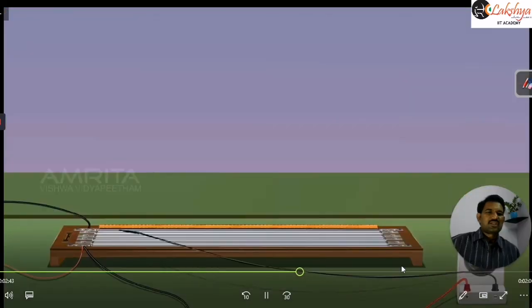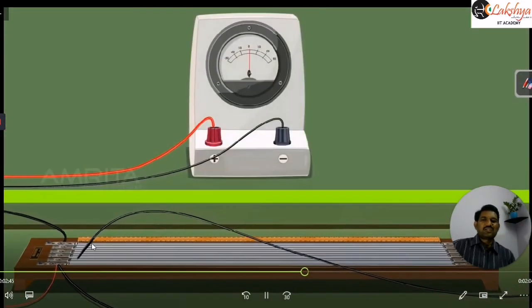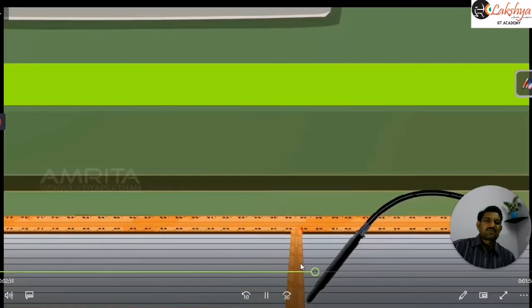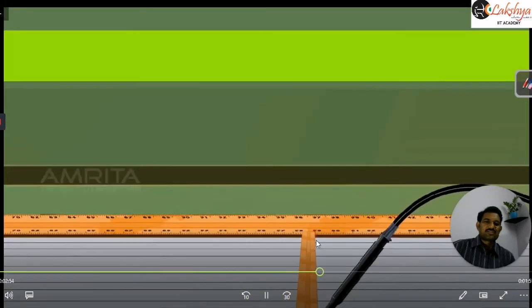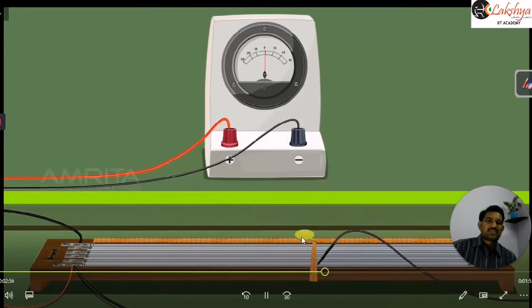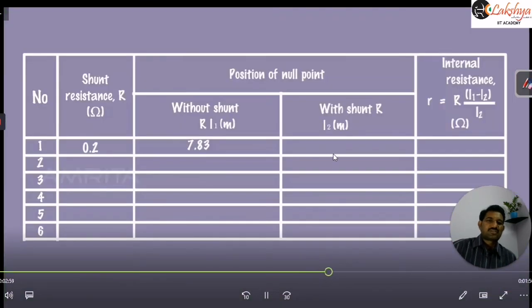Then again our procedure is the same. We press the jockey at different points until we get the 0 deflection there. So for example here we are getting the 0 deflection. Let us say 59 centimeters. So we take that as the balancing length, 59 centimeters, when the shunt resistance is included. Then we find the internal resistance.